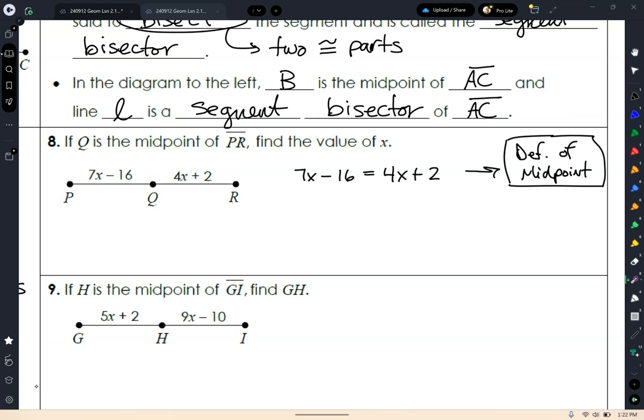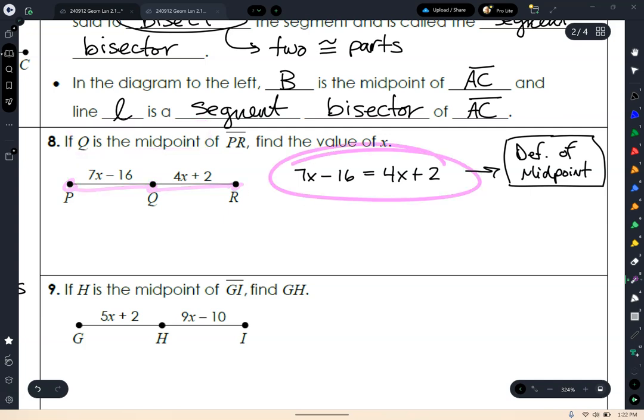But what we can say is that whatever this value is, it's going to have to be the same as this value. How do I know that? Because Q is the midpoint of segment PR. That means these two distances are the same. I can set those expressions equal to each other.